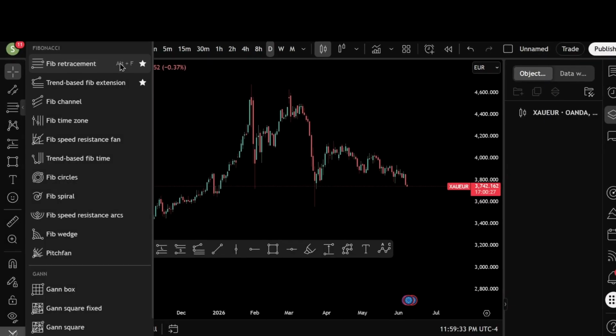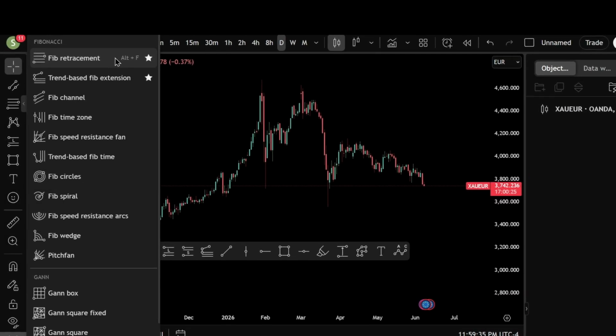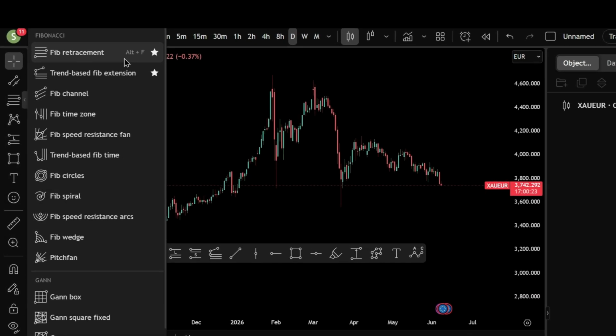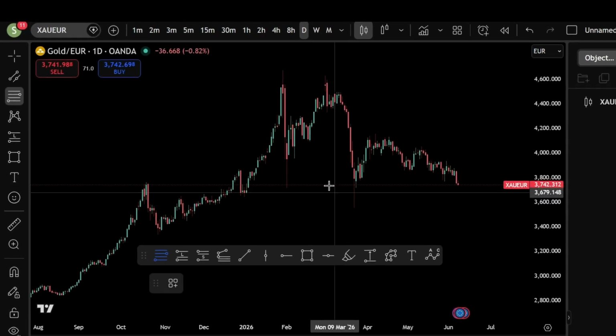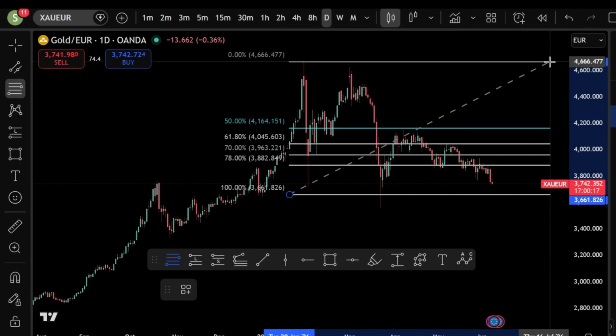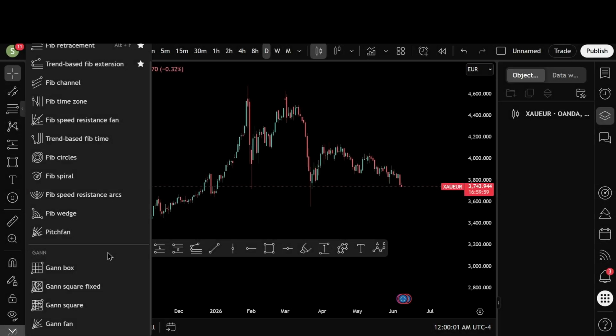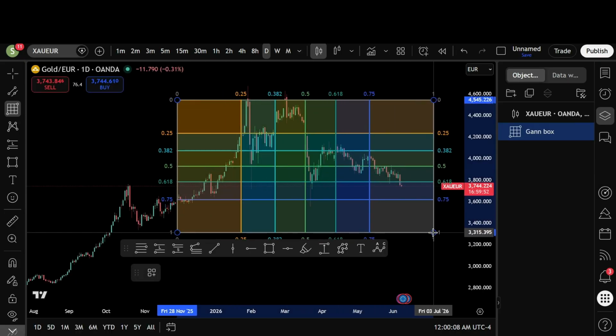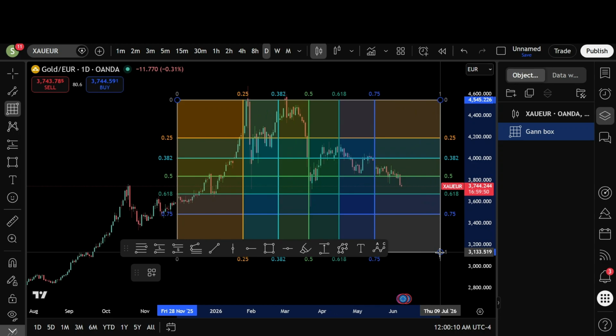Next are the Fibonacci and Gann tools on TradingView. Fibonacci tools help you find potential support and resistance levels, while Gann tools help identify key price areas and timing. If you're new, just start with fib retracement and fib extension to practice analyzing important price levels.